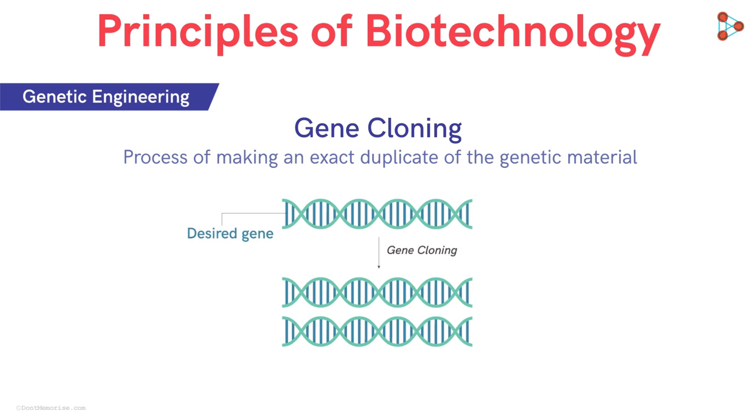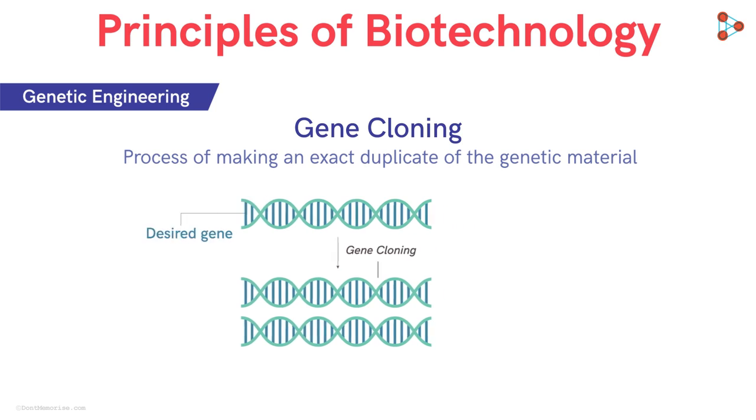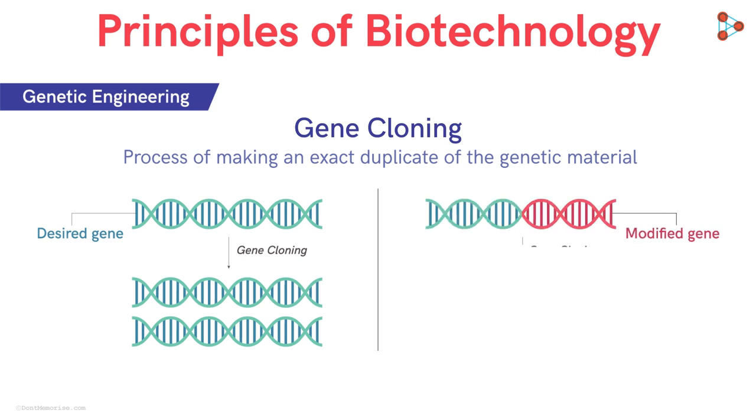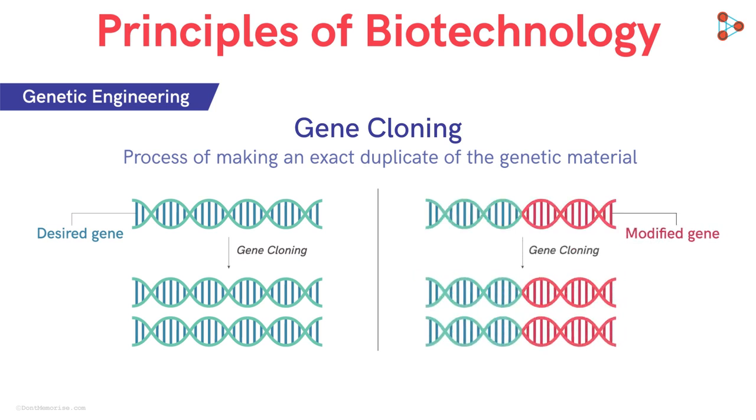A few genes which code for certain extremely important proteins, or even the newly modified genes, can be copied several times. This process of making exact copies of genes is called gene cloning. And just as in this case, here as well, clones or copies of genes serve many important applications. This entire process of making copies of the genetic material falls under the umbrella of genetic engineering. So in this video, we learned about the basics of genetic engineering.